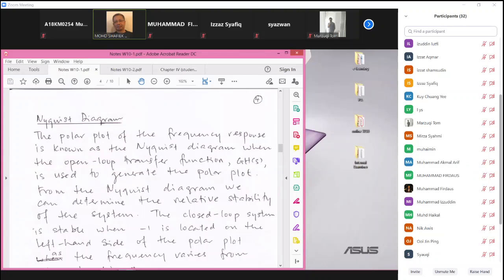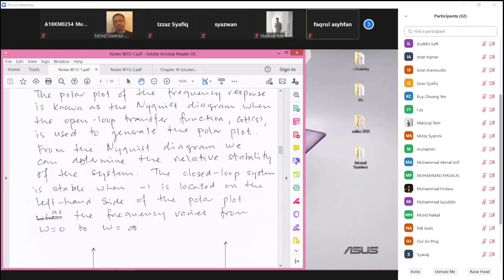So what do we get out of this Nyquist diagram? From the Nyquist diagram, we can determine whether the system is stable or not, and we can also know the relative stability. Not only can we know whether the system is stable or not, we can also know how close the system is from being unstable. That is called the relative stability of the system.